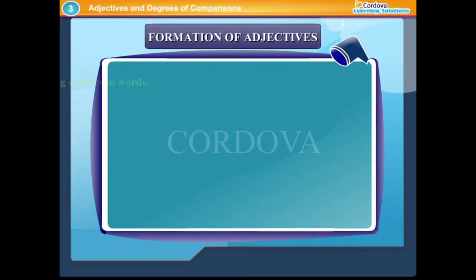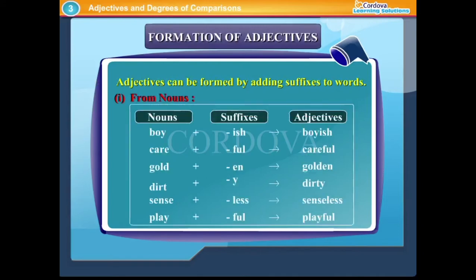Formation of adjectives. Adjectives can be formed by adding suffixes to words. From nouns: nouns, suffixes, adjectives. Boy plus ish, boyish. Care plus ful, careful. Gold plus en, golden. Dirt plus y, dirty. Sense plus less, senseless. Play plus ful, playful.